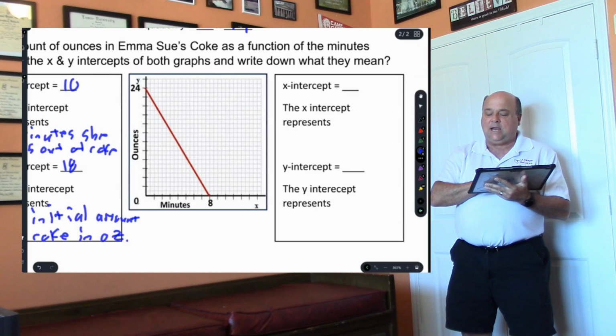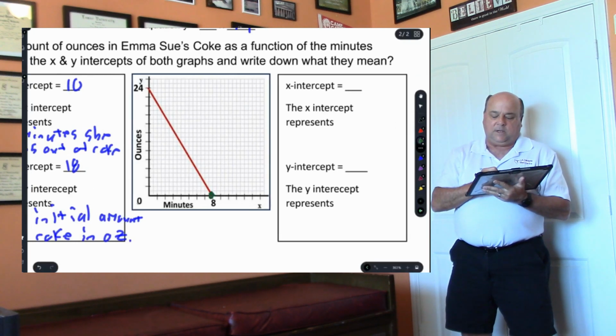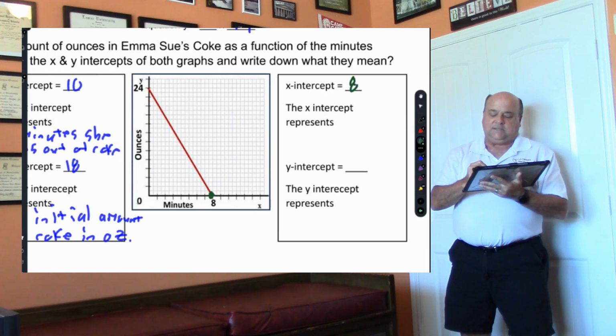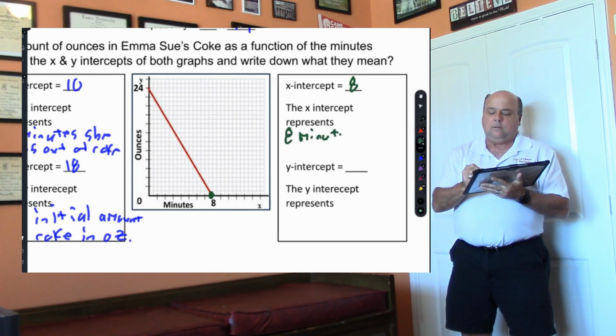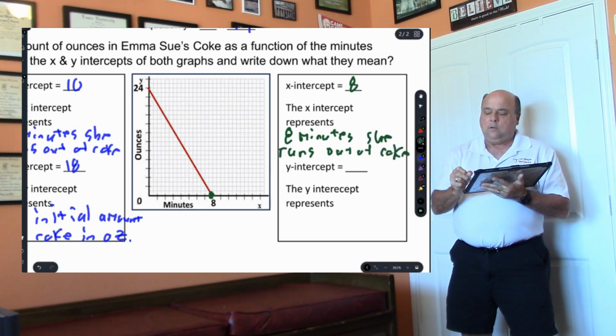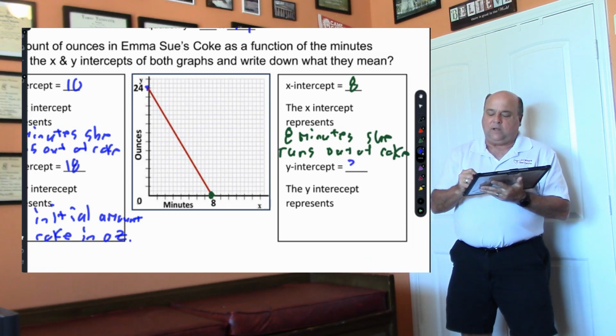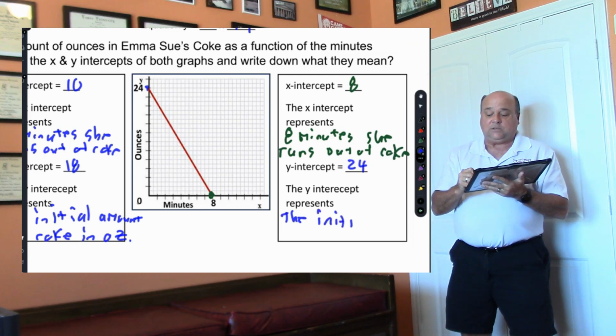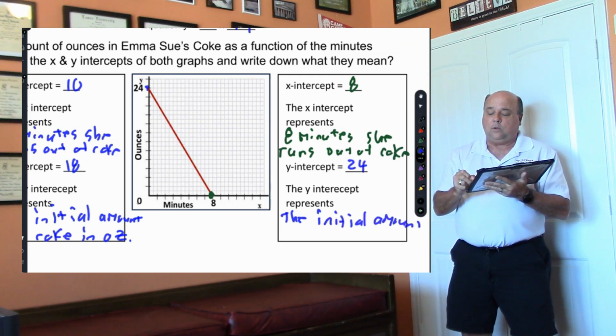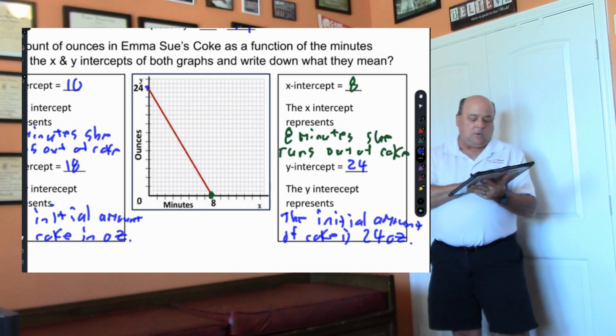Let's go to the next one. Same thing. The x-intercept on this one, though, is 8, right? So it represents 8 minutes she runs out of coke. Or it takes 8 minutes to drink all the coke, right? She runs out of coke. The y-intercept is right here. It's 24. That's how much coke she starts with. The initial amount of coke, that's what's going to say on the test, or it's the starting amount of coke. The initial amount of coke is 24 ounces. So she has 24 ounces of soda pop, okay?